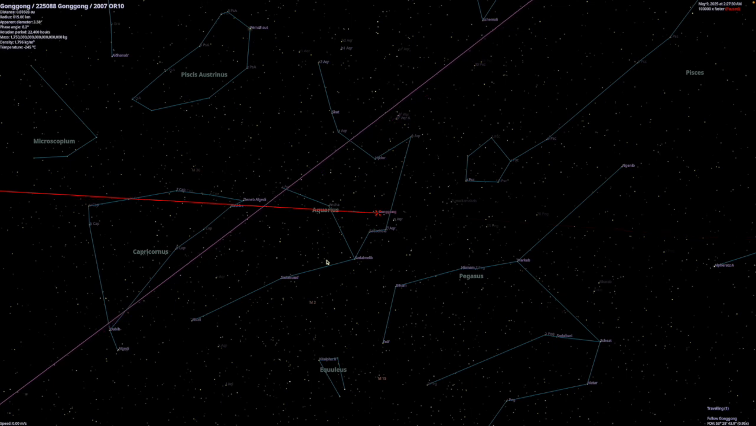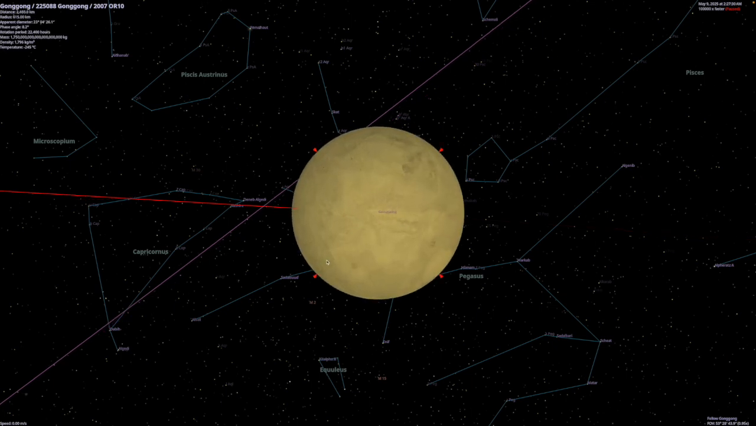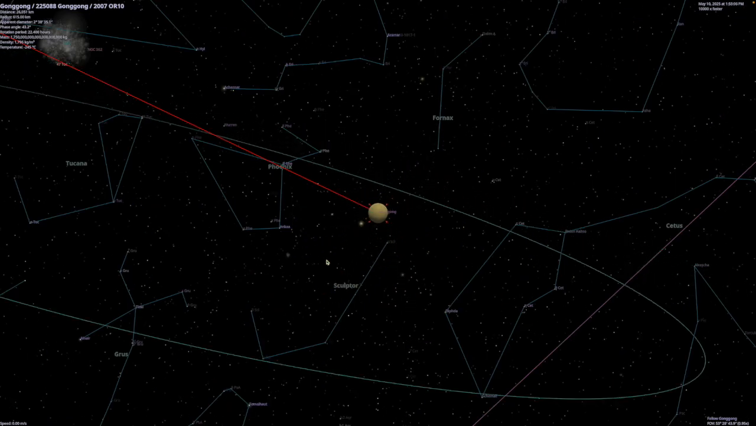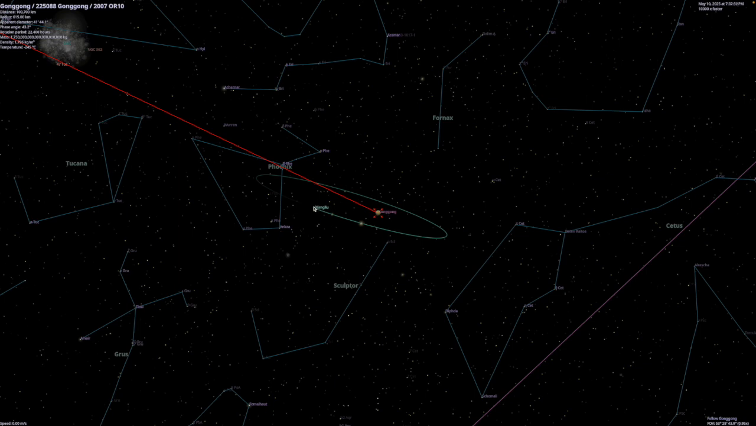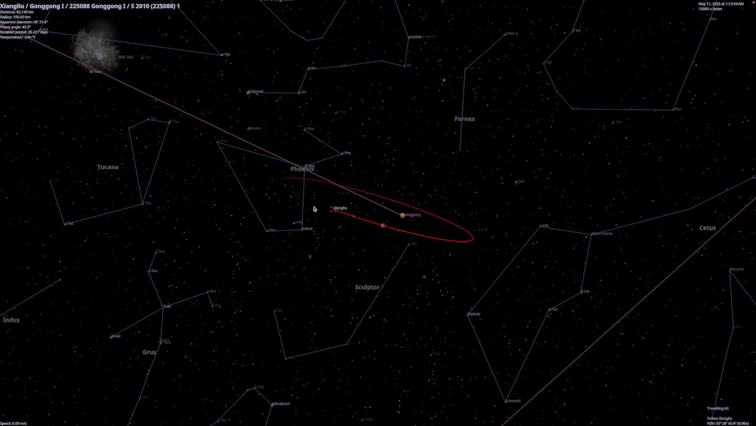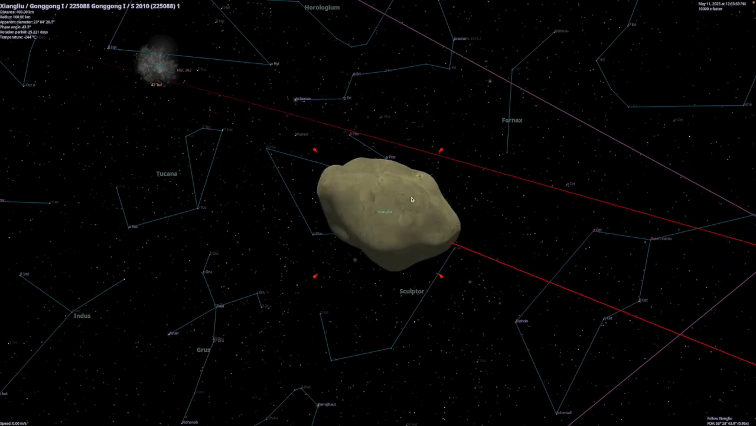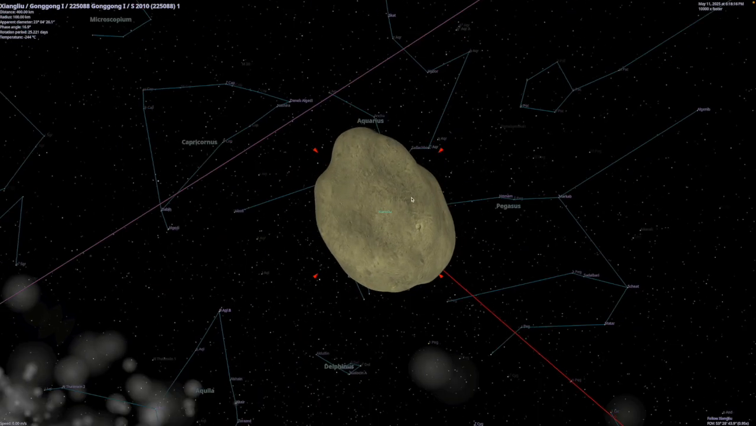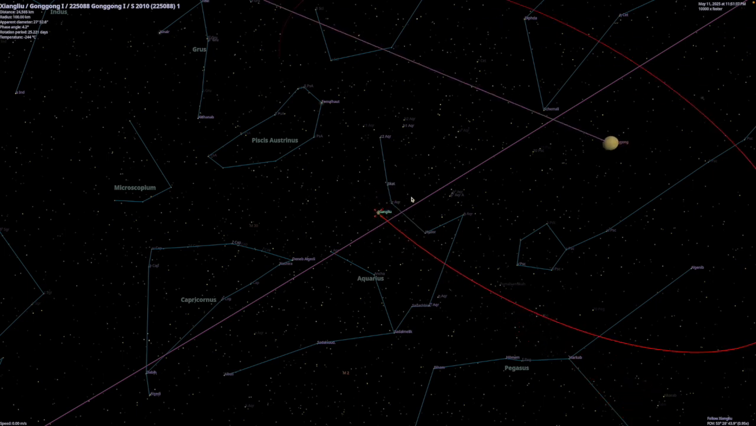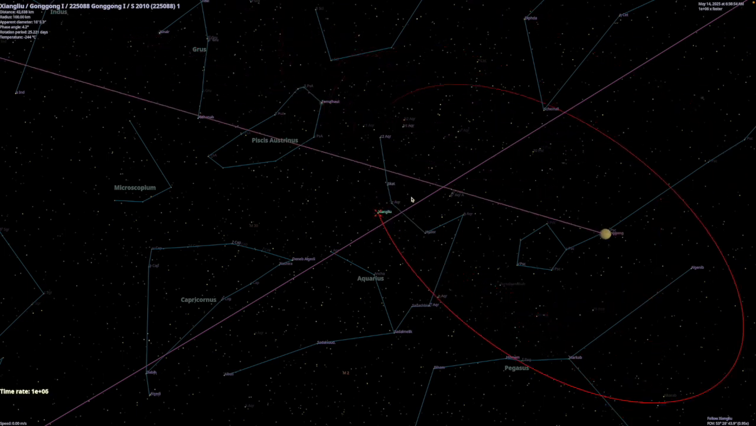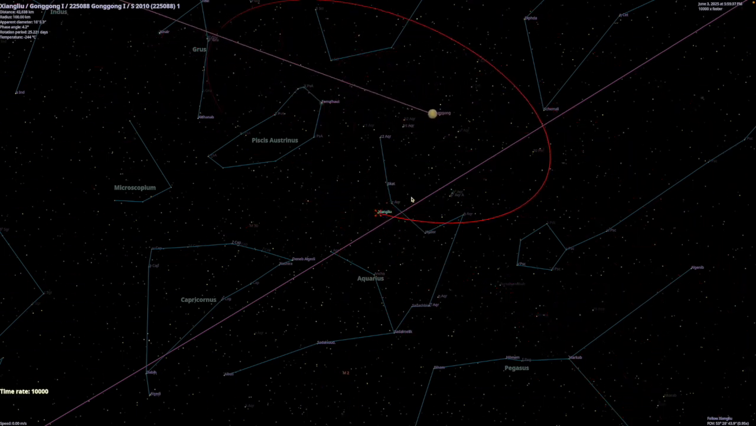Let's go to Gong Gong. That's like a tongue twister right there. So here's Gong Gong, and it also has its moon, which I don't know how to pronounce. Xiangliu. I don't know. But here it is, orbiting around Gong Gong.